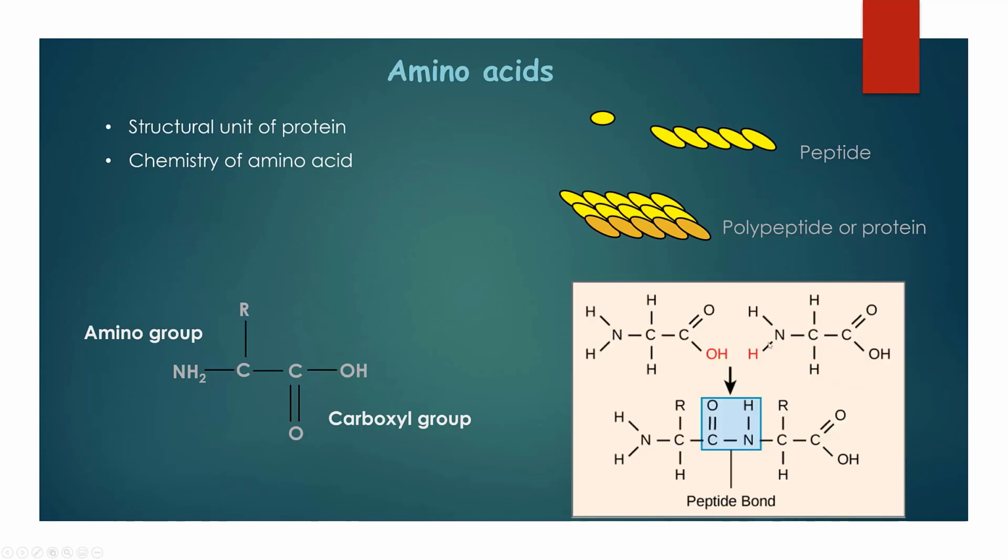So let's see how two amino acids link with each other. The carboxyl group of one amino acid and the NH2 group of another amino acid link with each other and release water, and this bond is known as a peptide bond. This bond is mainly between the carboxyl group of one amino acid and the amine group of another amino acid. In nature, 20 different types of amino acids are present. So let's see the types of amino acids.